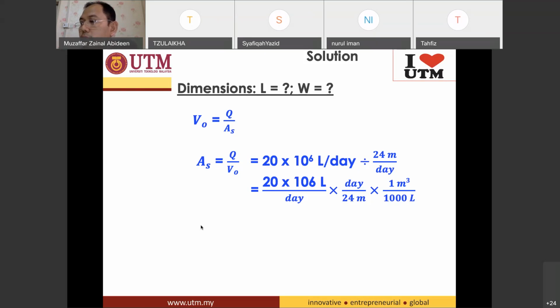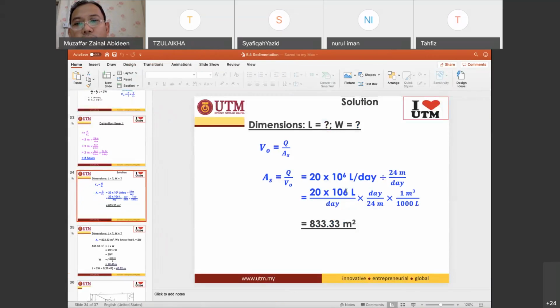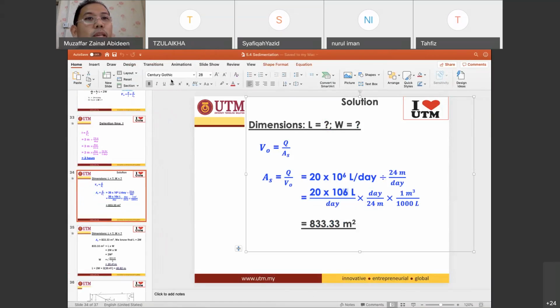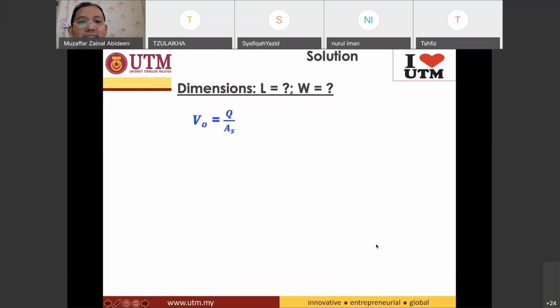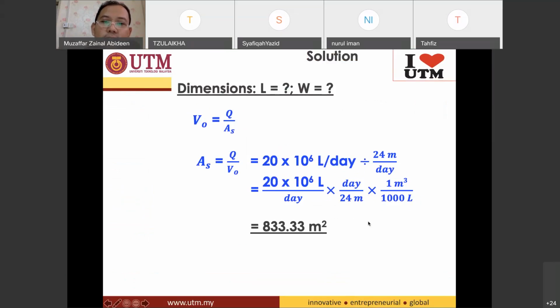You got the answer? This is not supposed to be 10 to the 6, that's supposed to be the power of 6. The answer is given already. So the answer for AS is 833.33 meters squared.